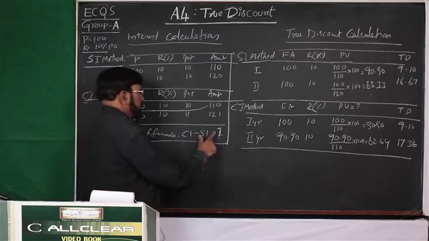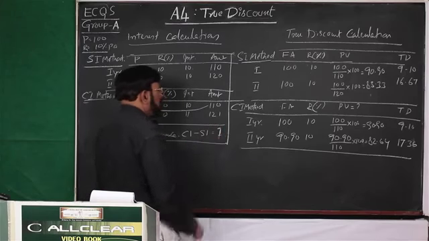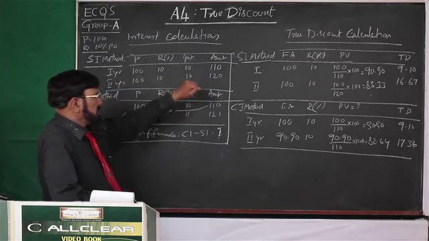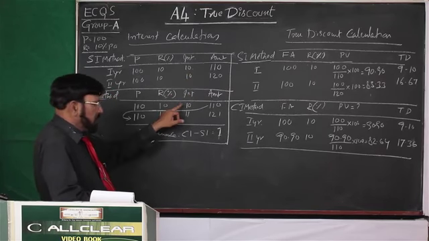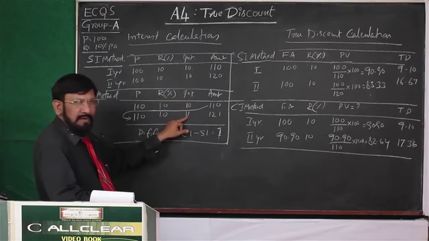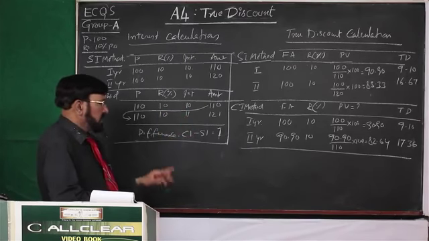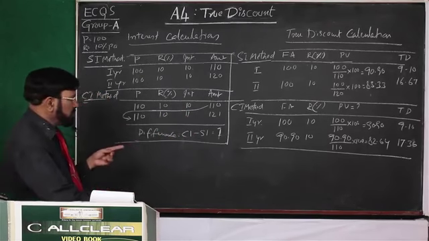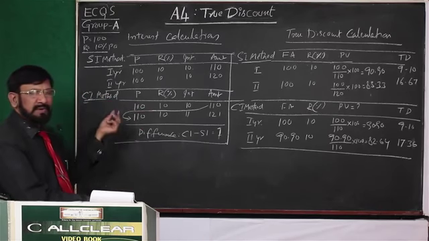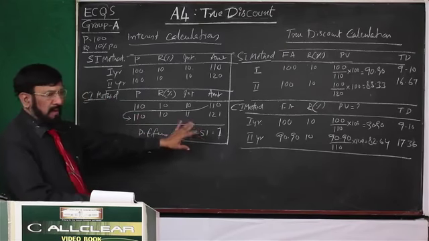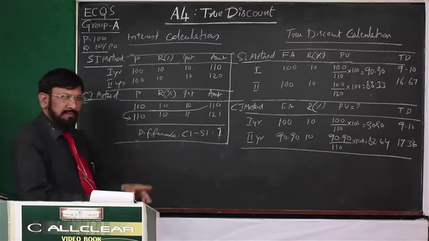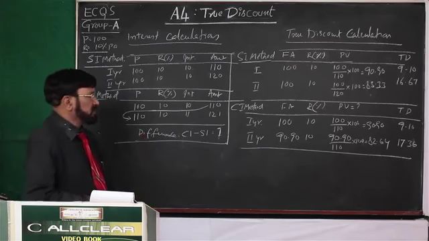Now the difference comes, 1 rupee. According to simple interest, the interest is 10 plus 10, 20, and according to compound interest 10 plus 11, 21. 1 rupee difference, because of the compounding effect. Because of compound interest calculation, 1 rupee got extra. And these two concepts we have discussed in the previous sections.